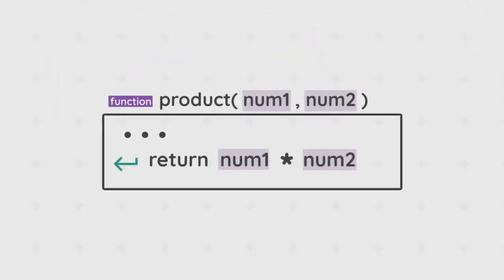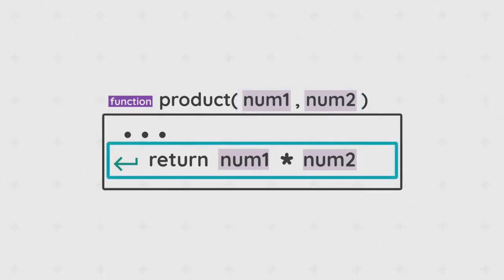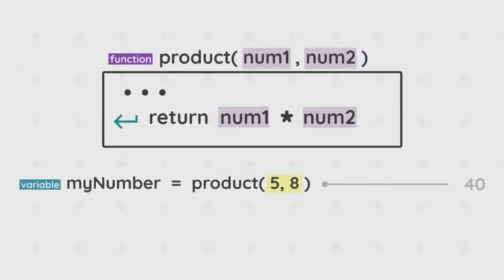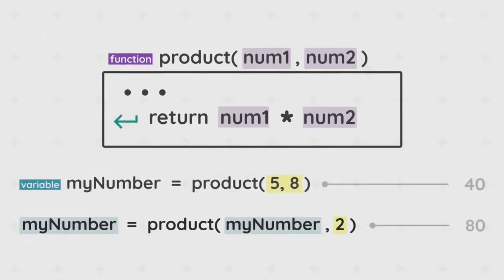Here's an example of a function. It takes in two values from its parameters and returns their product. The return value can then be passed into options or other variables.